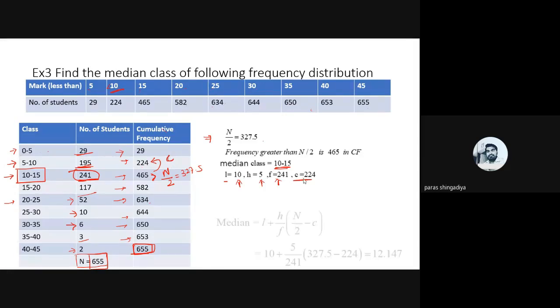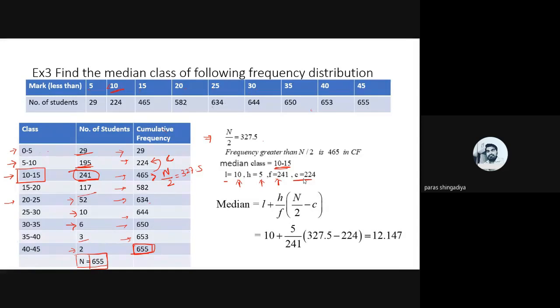Now use the formula: median is equal to L plus H by F in the bracket n by 2 minus C. L is 10, H is 5, divided by 241, in the bracket n by 2 is 327.5 minus 224. Just simplify the bracket, multiply by 5, divide by 241, then add 10. So it will be 12.147.